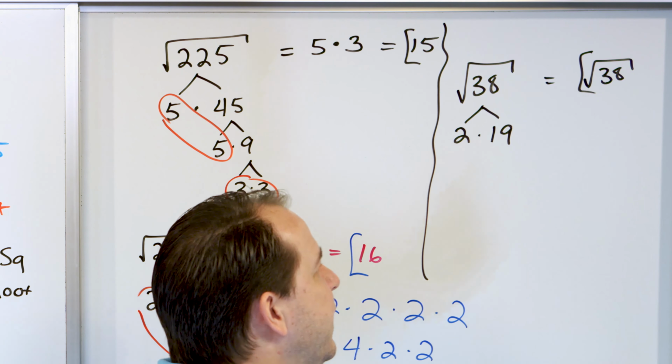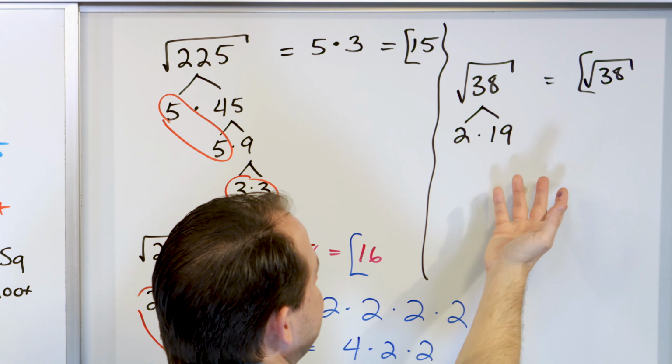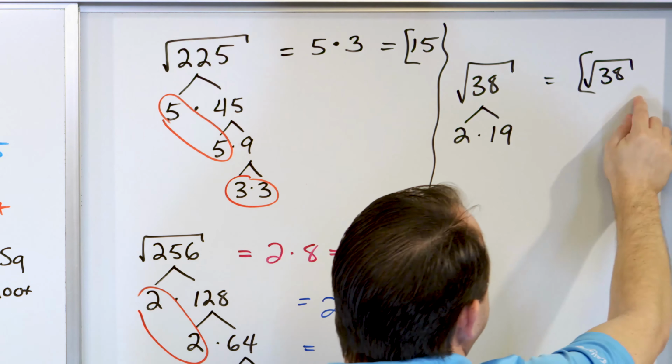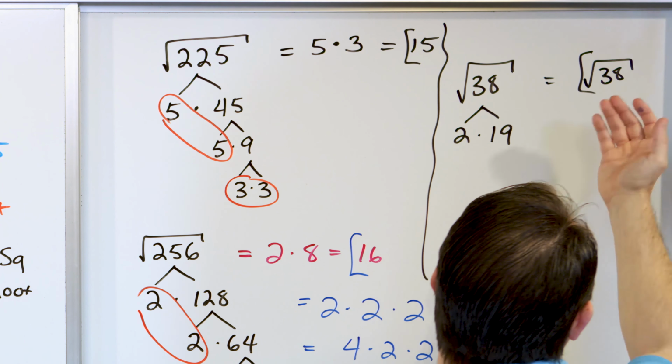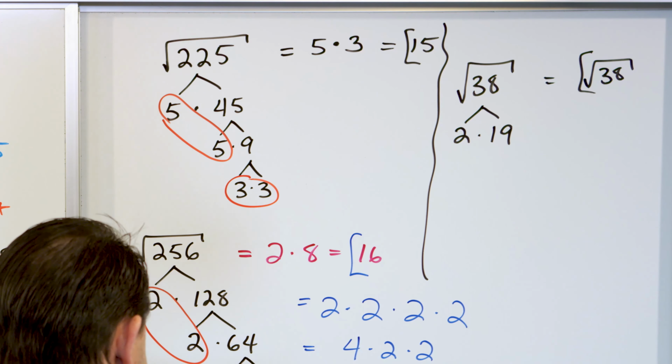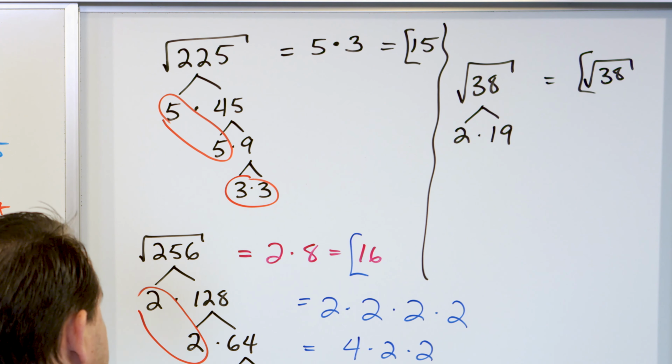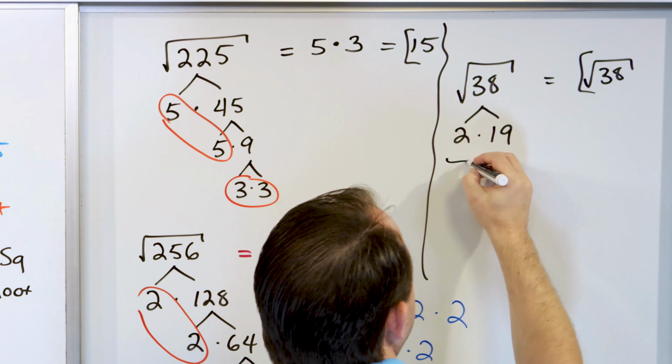Same thing here. When you build a factor tree and you don't have anything left to do, you just say, well, this is an exact number. Square root of 38 is some decimal value. It's not a whole number, but I can't do it any more exactly than that. So I say that that's it. We'll squeeze in another one right underneath here.